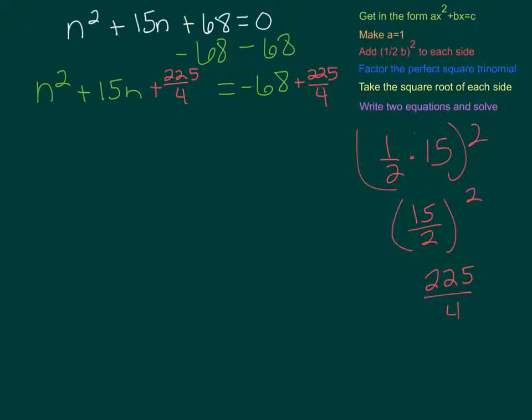Now when I go to add this over here, I need common denominators. And if I'm going to make this denominator 4, right now it's basically a 1. And 1 times 4 gives me 4, so I need to do 68 times 4 also, which is 272. And it's negative still, plus 225 over 4. Then, when I subtract those, it will give me negative 47 over 4. And we'll bring this down.